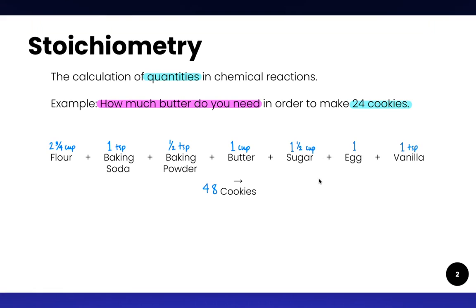Okay, so now that my equation is balanced, I'm going to use the railroad track method to calculate how much butter I will need in order to make 24 cookies. So my known value, I start with that on the top left. It's 24 cookies. That's over 1.